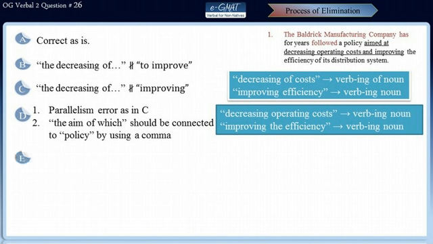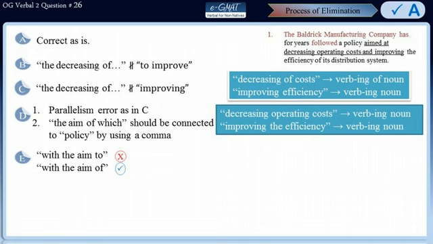In choice E, the idiom that has been used is with the aim to, which is not correct. The correct expression is with the aim of, and this is the error with choice E. So as we found out during error analysis, choice A is the correct answer for this sentence.